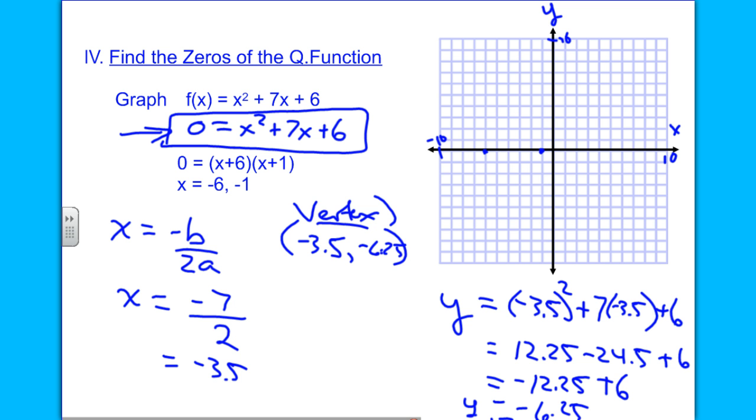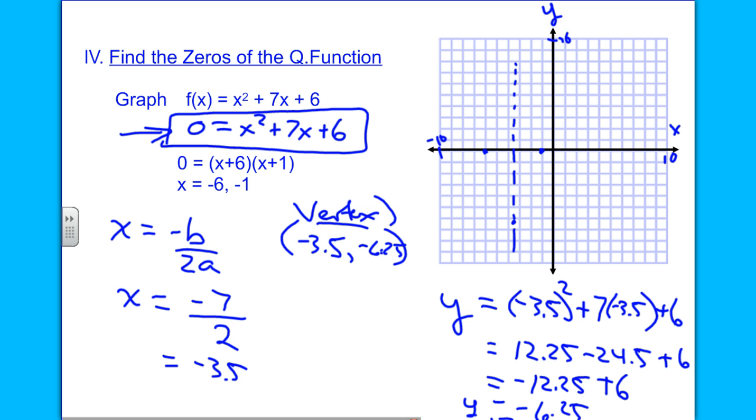Okay, so we can walk -3.5. We can actually draw in our axis of symmetry there. And then we can go down 2, 4, 5, 6.25, 6 1/4. Be as precise as you can on the paper, 6 1/4.